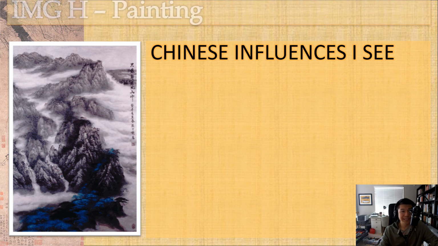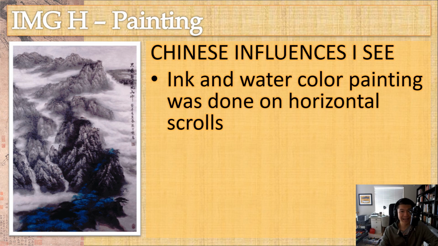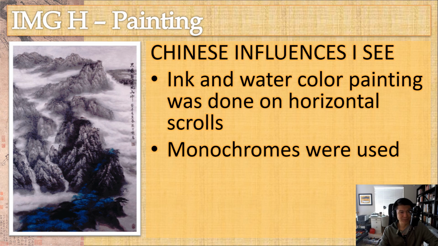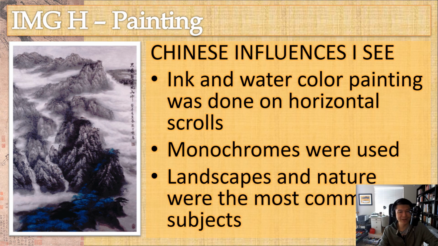Image H would be painting. Many of the inks and watercolor paintings were done on these horizontal scrolls in China, whereby a lot of times you have these beautiful landscapes that would reflect the river valleys in China. These were seen in Chinese art. Much of the art is monochromatic, so if it's blue, you see tints and hints of blue, like you see in that image right there. Again, landscapes and nature were usually the focus.